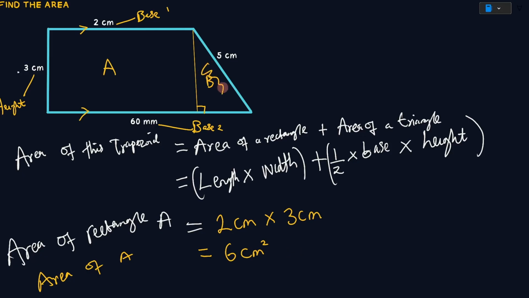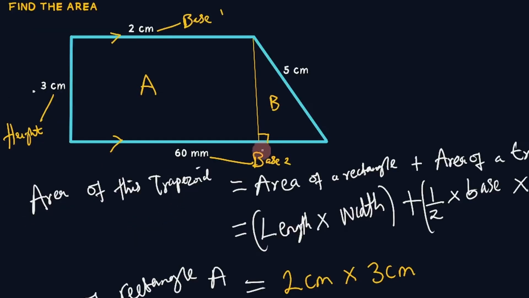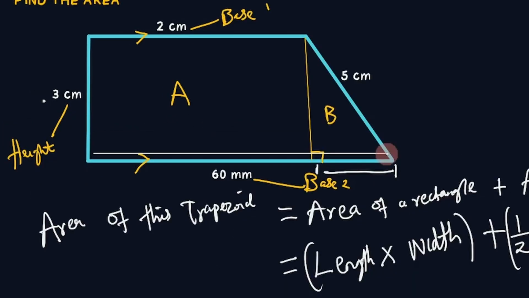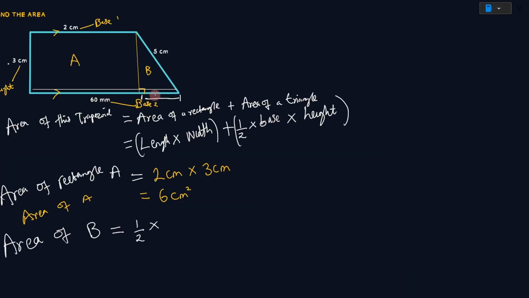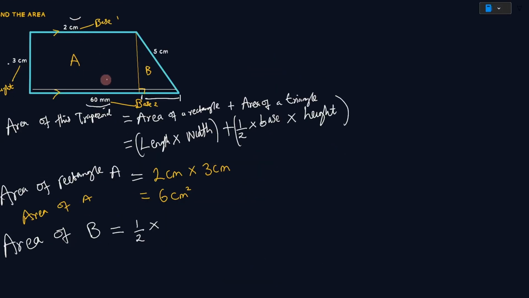Now let's look for the area of this right angle B. Area of B, that is the right angle, is equal to 1/2 multiplied by the base. What is the base? Base is this distance from here to here. If the entire length here is 6 millimeters, what will be the length of here? What we need to do is to, first of all, convert this millimeter to centimeters so that it will be in the same unit with all other sides.